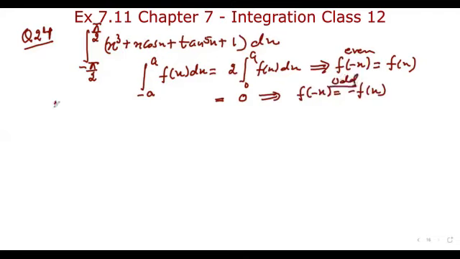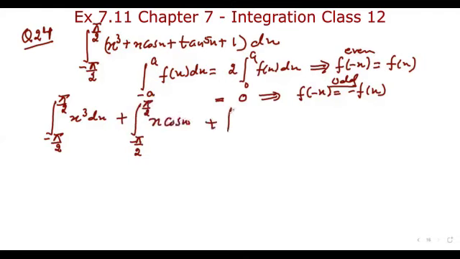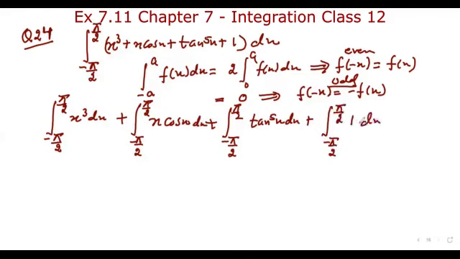So I will split my given question into 4 parts. Minus pi by 2 to pi by 2, this is x cube dx. And check whether the functions are odd or even in all of them. Minus pi by 2 to pi by 2, this is x cos x. Then again minus pi by 2 to pi by 2, this is tan power 5x dx, plus minus pi by 2 to pi by 2, 1 dx.